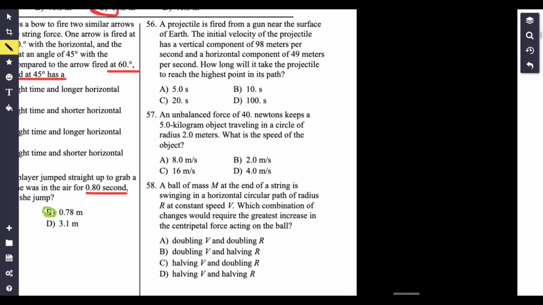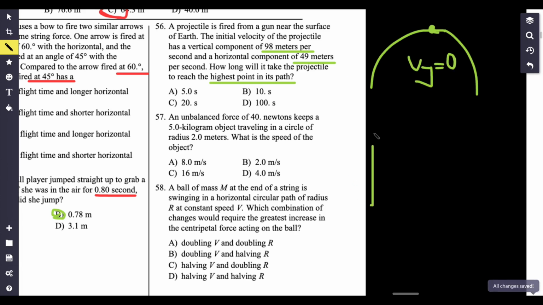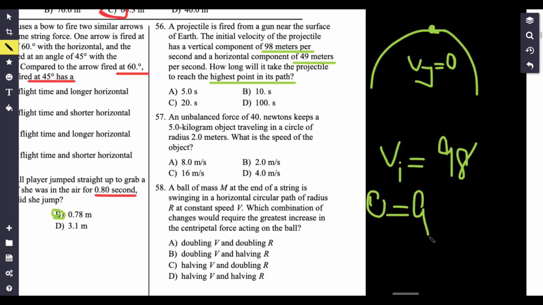A projectile is fired from a gun near the surface of Earth. The initial velocity has a vertical component of 98 and a horizontal component. How long will it take the projectile to reach the highest point? So we basically want to find out, we know that at the highest point, once again, vertical velocity is equal to 0. We know that the initial vertical component of velocity is 98 meters per second, and we want to find out the time it takes. So once again, Vf is equal to initial velocity plus acceleration times time. And then solving for t, I get answer choice B there.